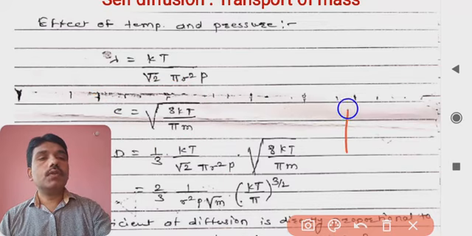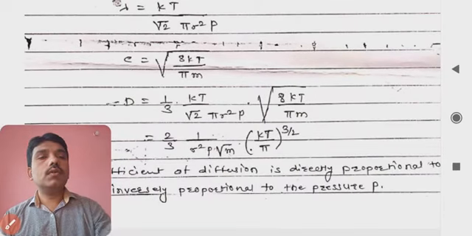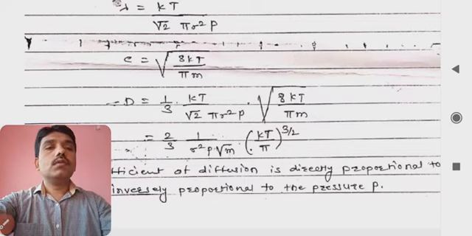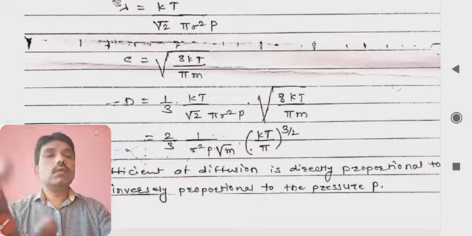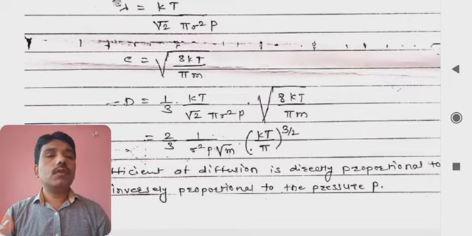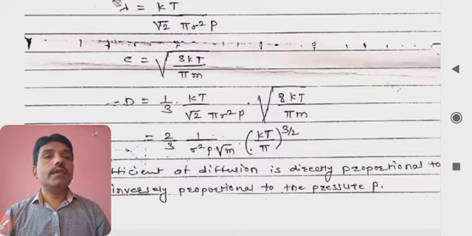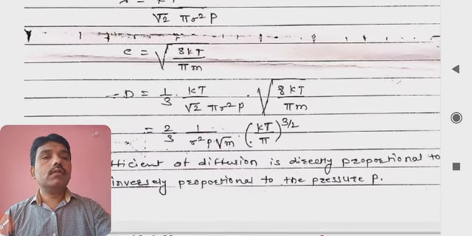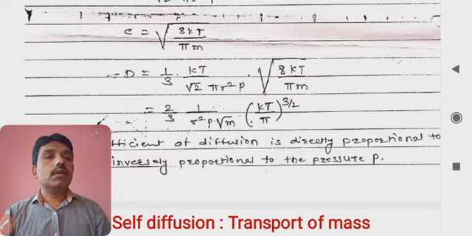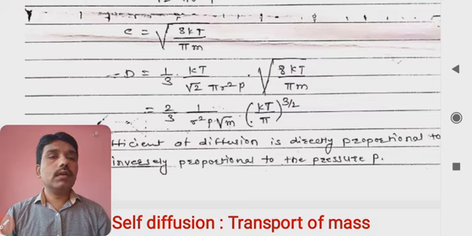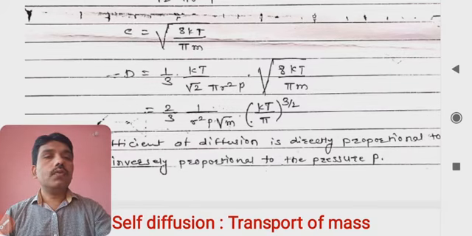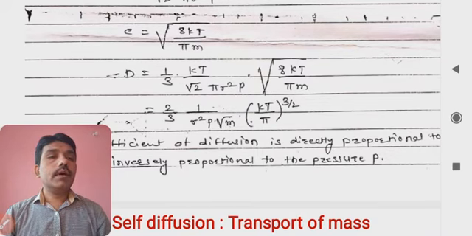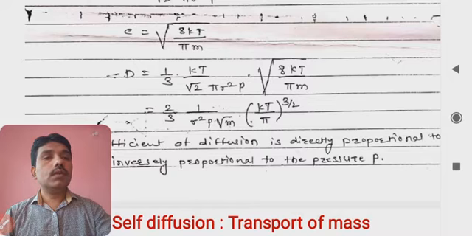In this case, if I want to write d, I can write 1 by 3 kt under root of 2 pi sigma square p, again into the c value, written as under root of 8 kt by pi m. If I simplify this relationship, 4 into 2, that means 2 will come out, under root 2 and under root 2 will get cancelled, and the 2 will remain, therefore d is 2 by 3, 1 by sigma square p, under root m, into kt by pi raised to 3 by 2. So this is the output for that particular case.